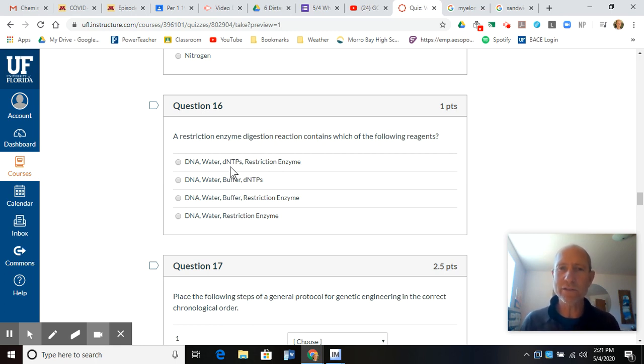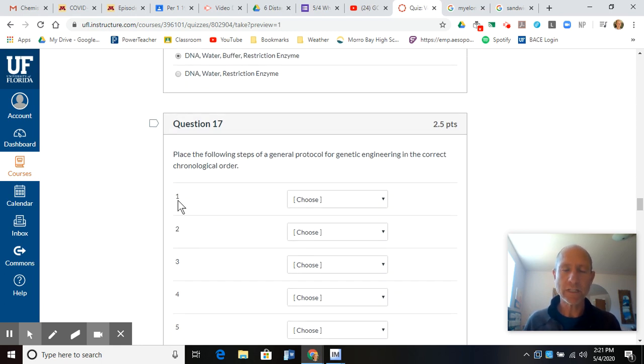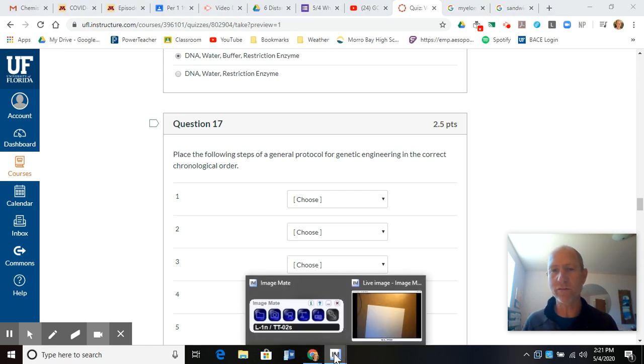So you don't need those for a restriction digest. What do you need free floating A's, T's, C's, and G's for? That's right. You would need that for polymerase chain reaction. So we don't need that, but we do need the other things. We need water, we need buffer because enzymes require a certain pH and salt concentration. So this is our right answer right here. Booyah. Place the following steps of a general protocol for genetic engineering in the correct chronological order.